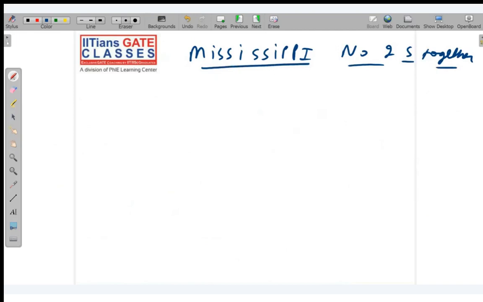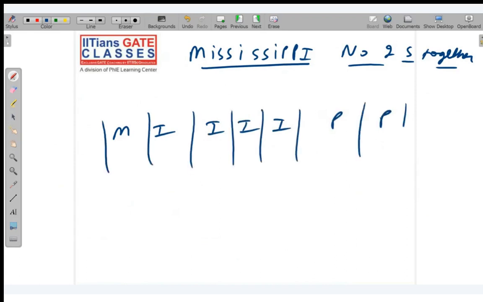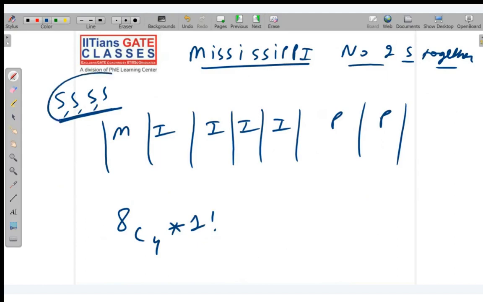Next is Mississippi, no two S together. So we will consider the other letters first: M, I, I, I, I, P, P. So yes, 1 2 3 4 5 6 7 8, 8 places. From the 8 places, I will choose 4 places, because there are 4 S. This is an important question, please try to focus here. 8C4. Now should I arrange them? No, because they are all identical, so only 1 factorial.